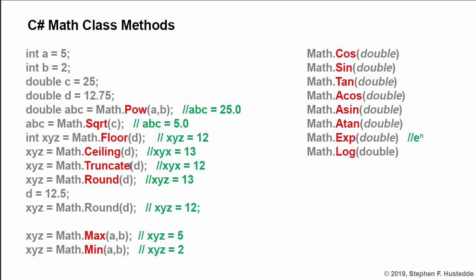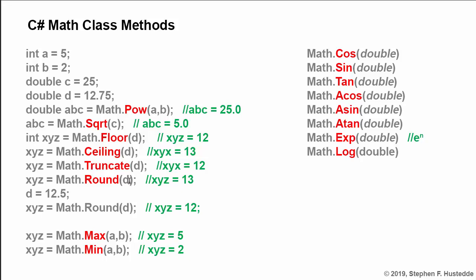Math.Truncate will simply drop off any decimal value of a double number or a float number or a decimal value. And here xyz is going to be an integer, is going to be 12. This would really be the same as doing an integer division by 1.